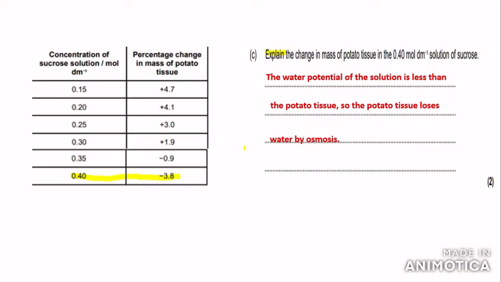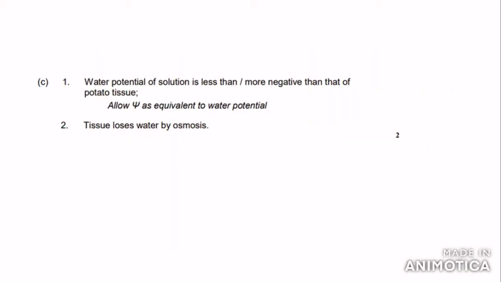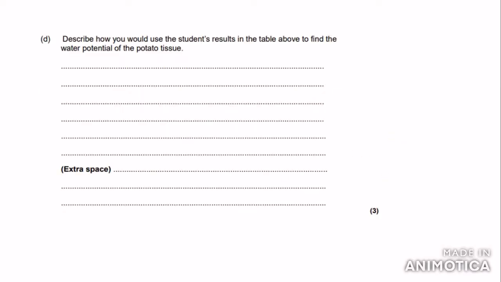It doesn't matter. So let's look at the mark scheme. Water potential of the solution is less than, or you can put more negative than, that of the potato tissue. Now it allows this symbol here, which is psi, I think, as equivalent to water potential, but I would recommend just writing it out. So you would get that mark. And tissue loses water by osmosis. The key term here is by osmosis. So we would get these 2 marks. So look at the next question.